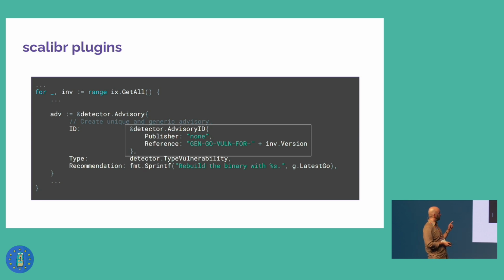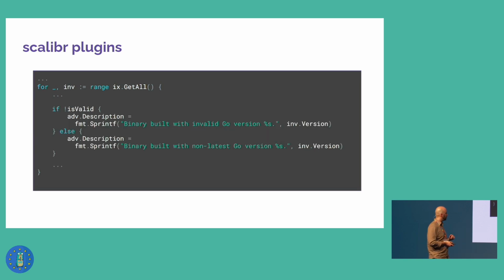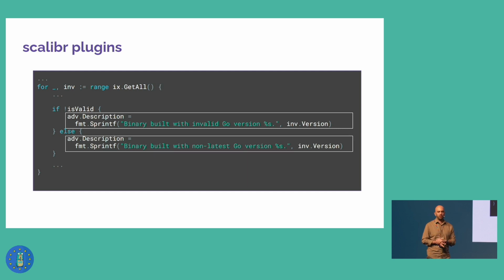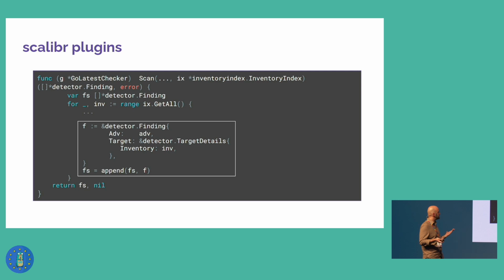The last thing I want to do for the advisory, though, is create also a good description. Here's the code. First, I'm just going to branch. Very simple. If this binary was not valid, I'm just going to say, you built this with an invalid Go version. Otherwise, you built it with a non-latest Go version. So now we can create the finding. Here it is. Advisory is just the advisory we created, and the target is the inventory at which we found it. We store it to a list of findings, and we return it.